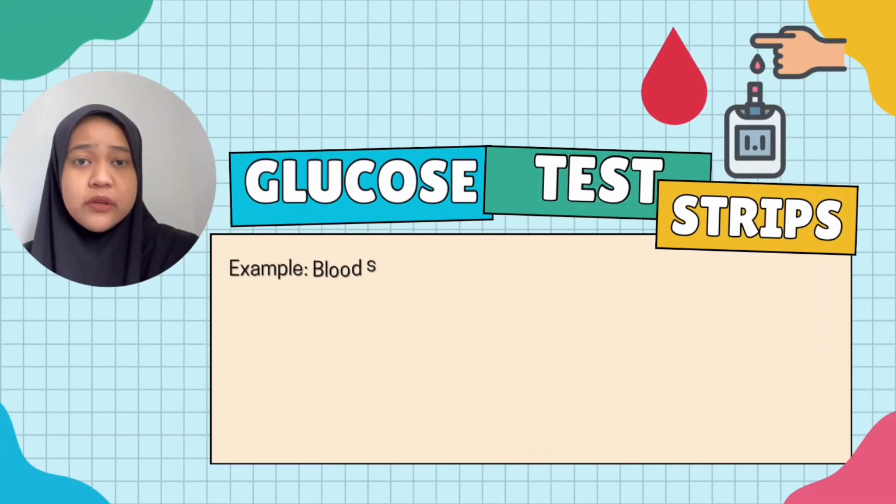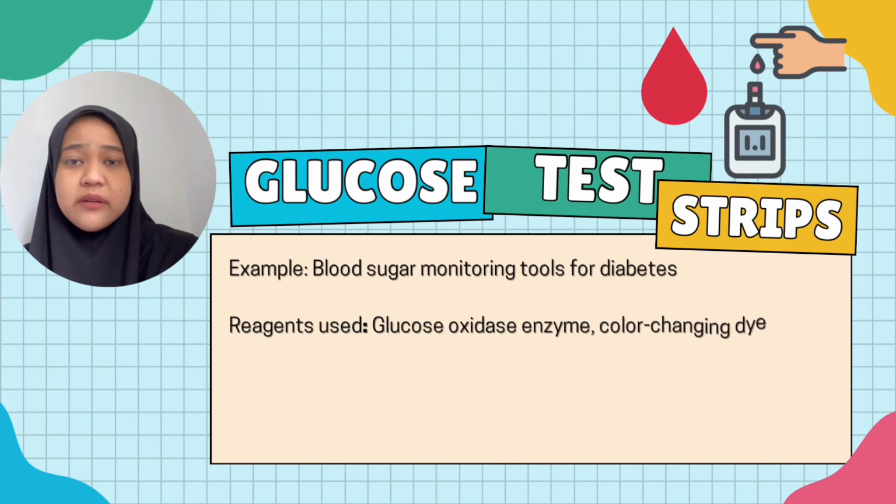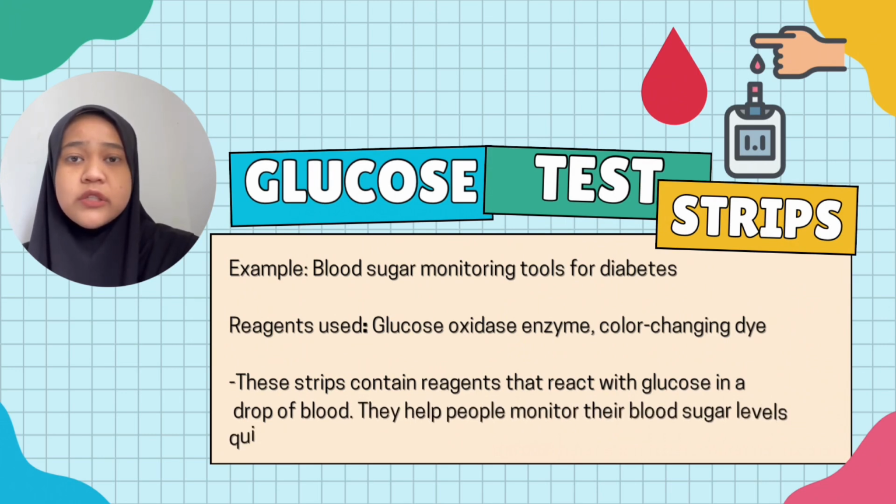Next is glucose test strips, which are used by people with diabetes. These tiny strips contain enzymes and color dyes that act as reagents. When a drop of blood is added to the strip, the reagent reacts with the glucose in the blood. It shows a reading in just seconds and helps people to monitor their sugar levels quickly and easily.